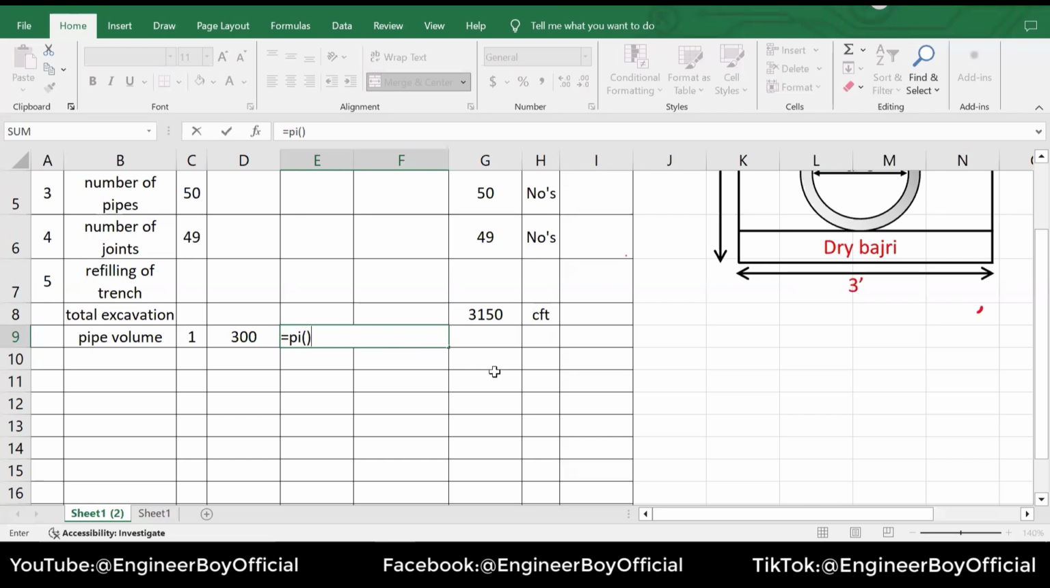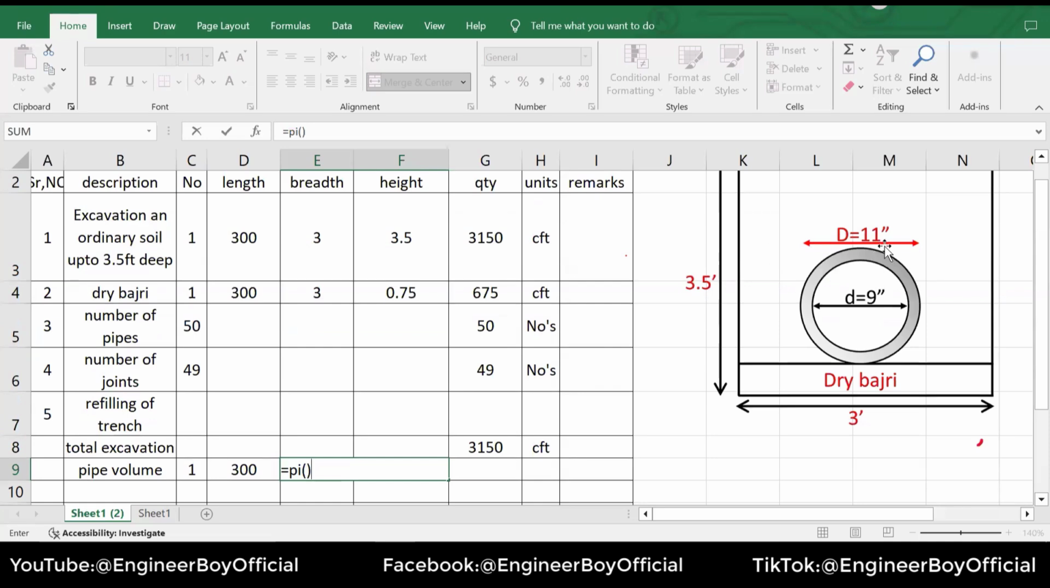Now the diameter, that's a very important thing, that is 11 inches. We're going to take the external diameter because the volume occupied by the pipe is what is involved. That external diameter is just involved. I'm going to have the 11 inches diameter, and I'm going to have the square for it.